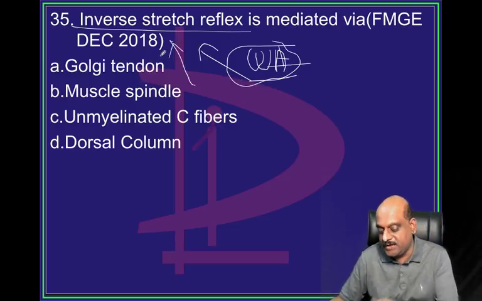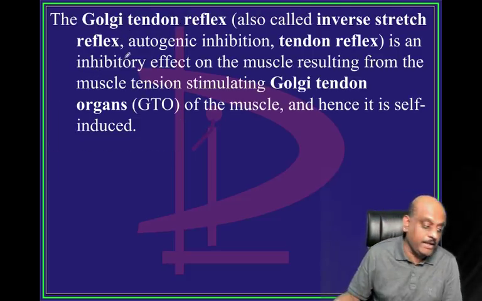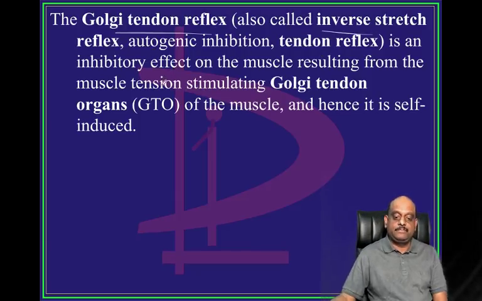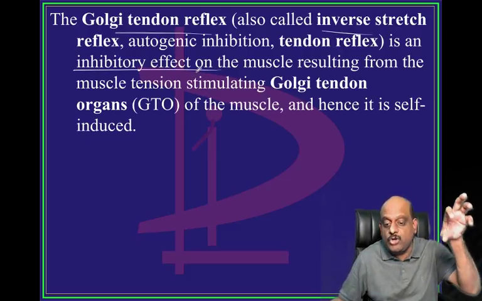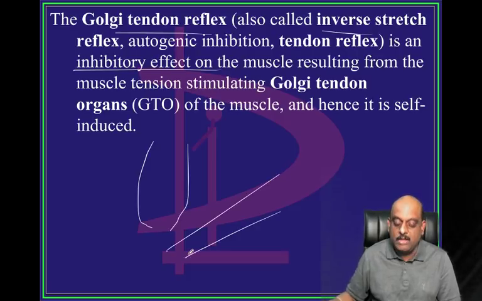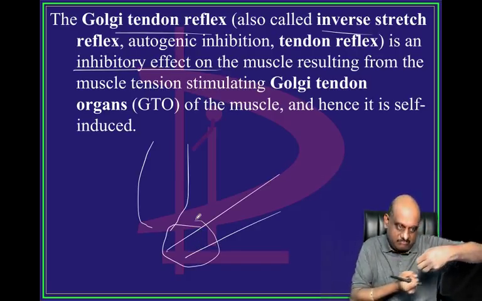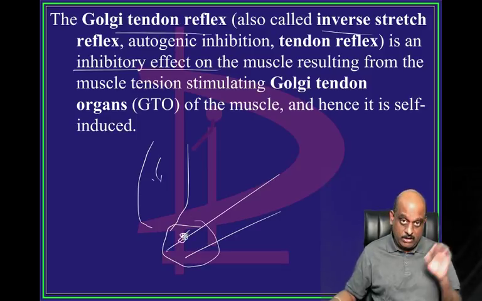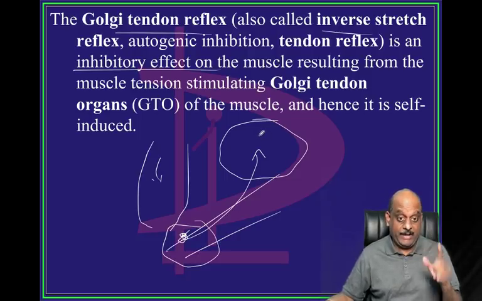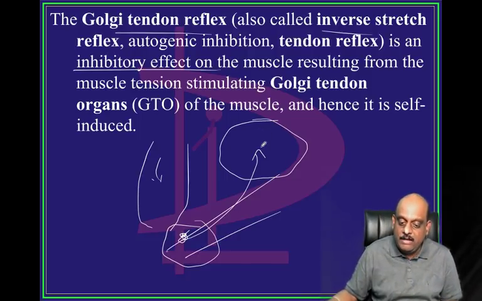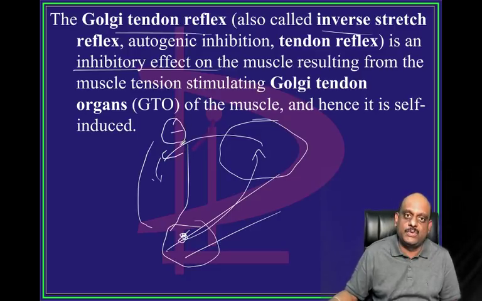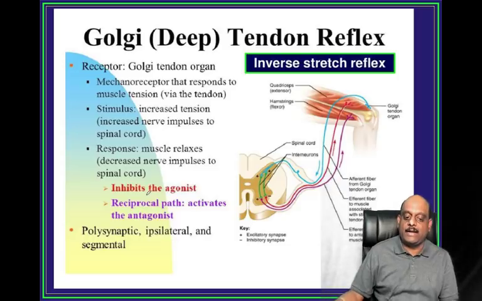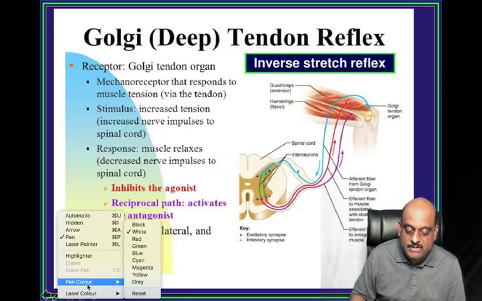Now, inverse stretch reflex is Golgi tendon. So, doctor, what is Golgi tendon reflex? It is also called the inverse stretch reflex. It is an inhibitory effect on the muscle. Whenever your tendon informs you that the muscle is building a lot of tension, it is getting stretched, tension is building in the muscle, immediately the Golgi tendon organ will inform the spinal cord that there is too much stretching, do something. Then immediately it will send inhibitory reflexes to the agonistic muscles, right? So that is called the Golgi tendon organ. So Golgi tendon reflex, inverse stretch reflex.